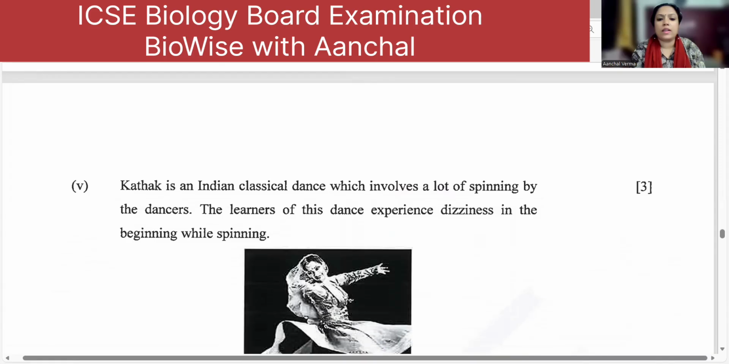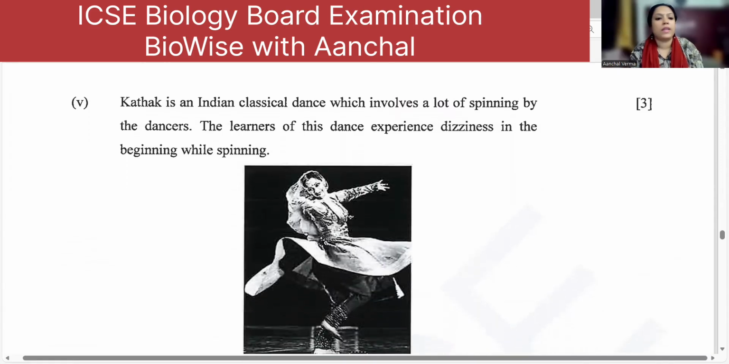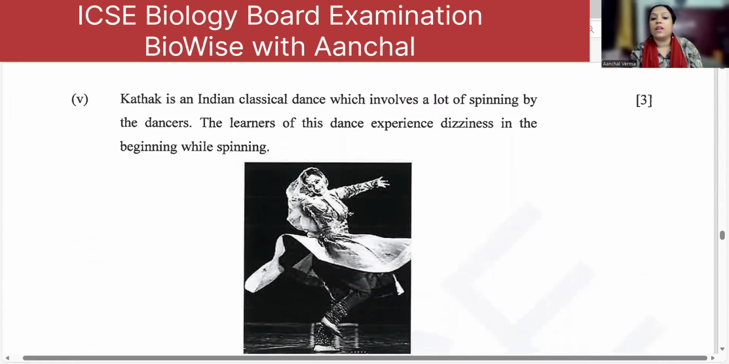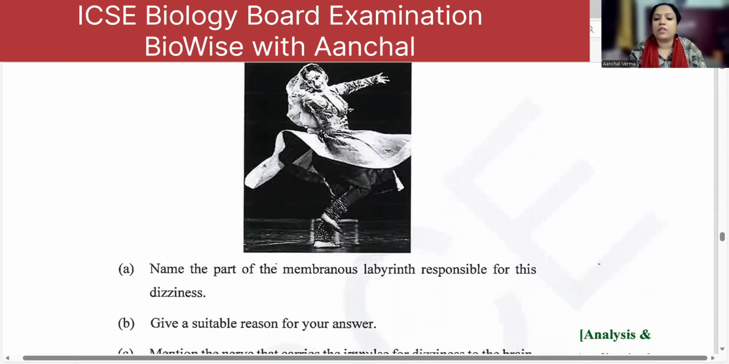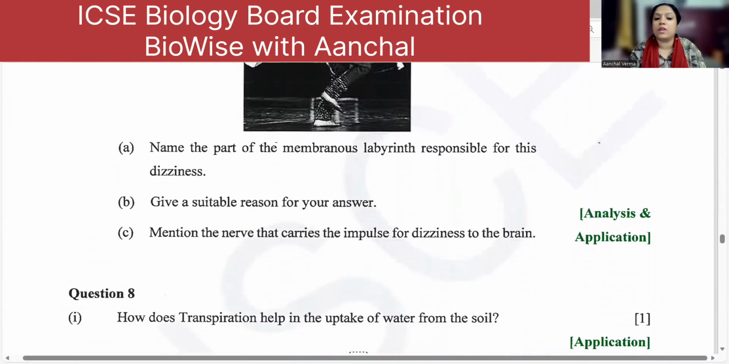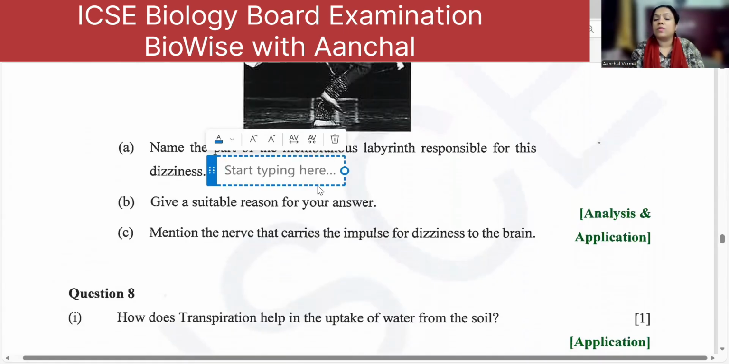Kathak is an Indian classical dance which involves lots of spinning by the dancers. Now, here the question is about balancing. The learner of this dance experiences dizziness in the beginning while spinning. Name the part of the membranous labyrinth responsible for dizziness. Now, it is your membranous labyrinth. Which one? That is your semicircular canal. Semicircular canal, because this is for your dynamic balance.